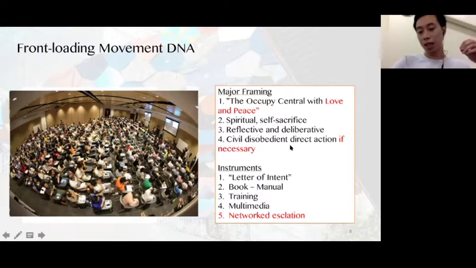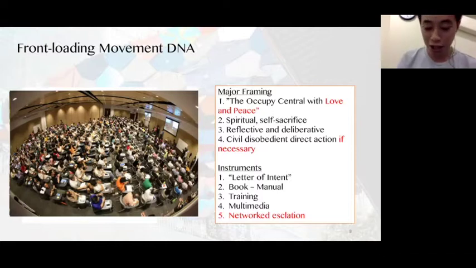And lastly, Occupying Central emphasized that civil disobedience and direct actions would be initiated only if necessary. So the original spirit of the movement wasn't to create civil disobedience action only. There was a lot of leeway for the movement leaders to negotiate, to interact, and to push pressure on the government. If the government doesn't implement democracy at all, only then would civil disobedience direct action be launched. So these are the major front-loading of the movement DNA.